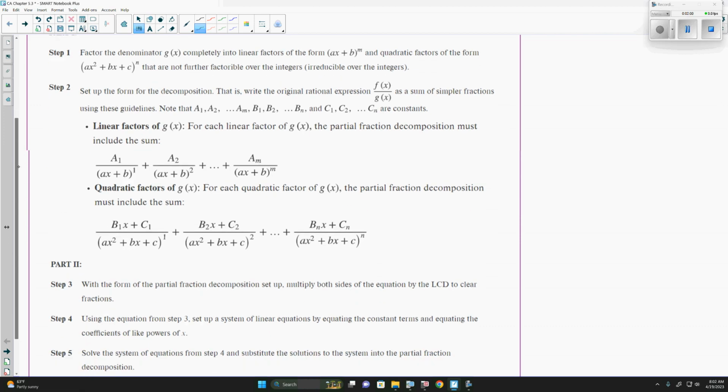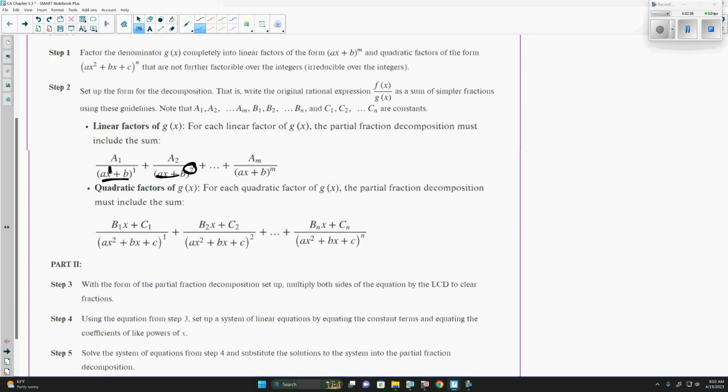Step 1, we factor g of x completely. We factor the denominators completely as we get ax squared plus bx plus c to the n that are not factorable further. If they're not factorable, we leave them as is, but try to get them down as simplified as we can. Then we set it up using A, B, and C as linear factors, and quadratic factors, have Bx plus C, and so on. Really, whatever the degree of the bottom inside the parentheses, even if we do have a power of 2, the top is going to be 1 less than it.